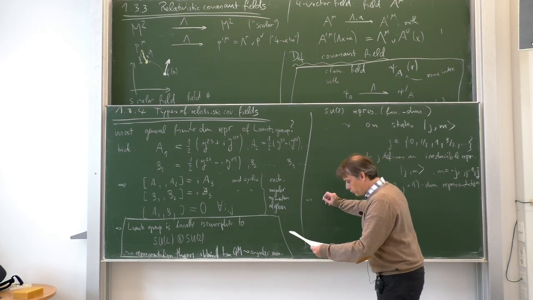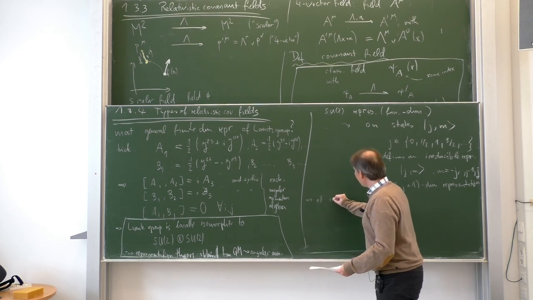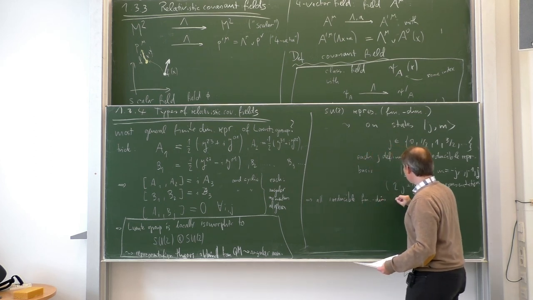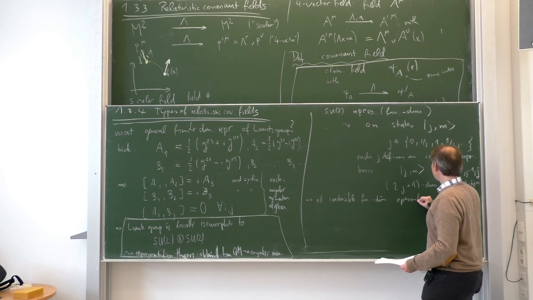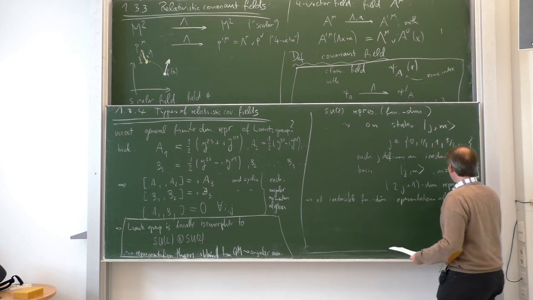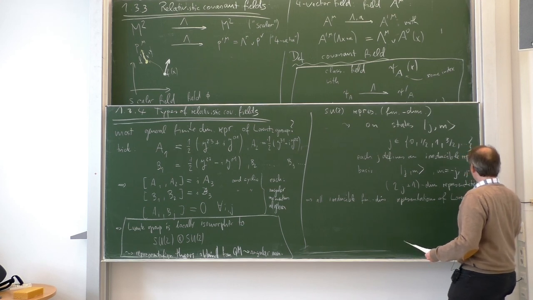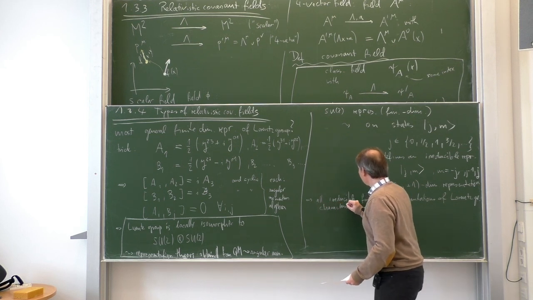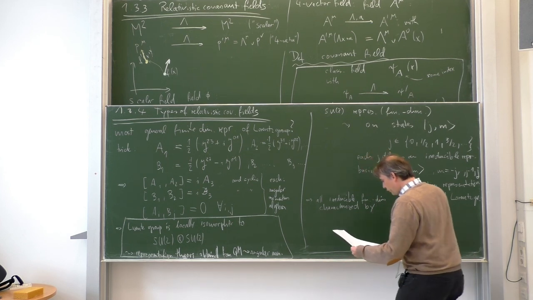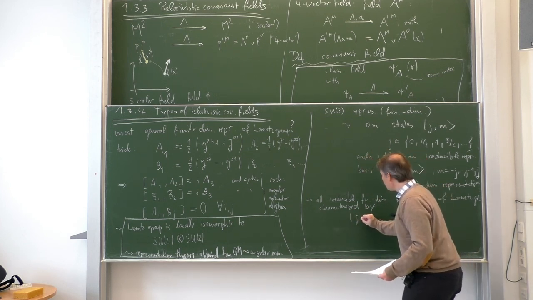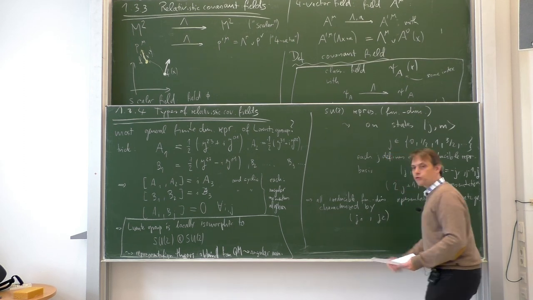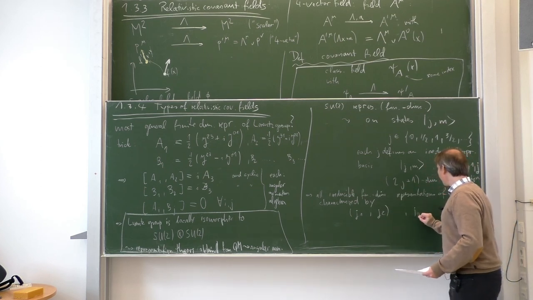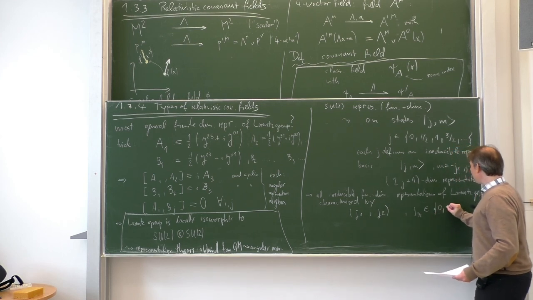So let's write that here. All irreducible finite dimensional representations of the Lorentz group are characterized by specifying two J's, J1 and J2, J1 for the A's and J2 for the B's. Each of them can be integer or half integer.